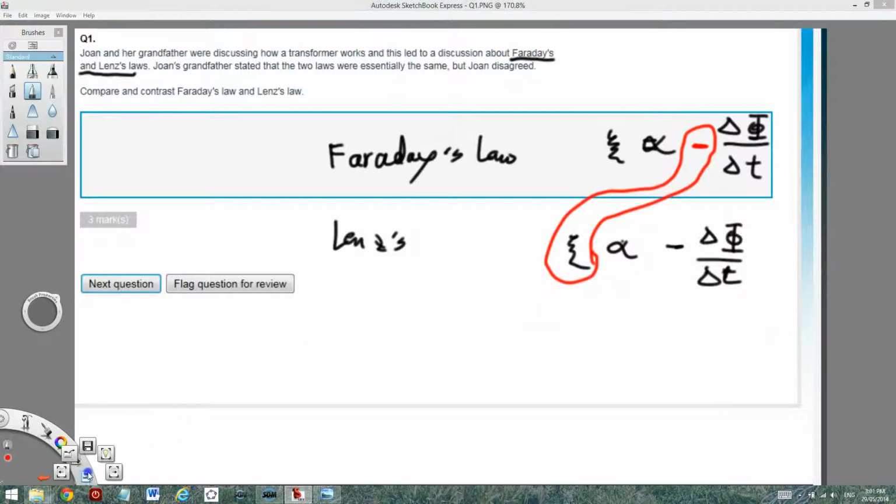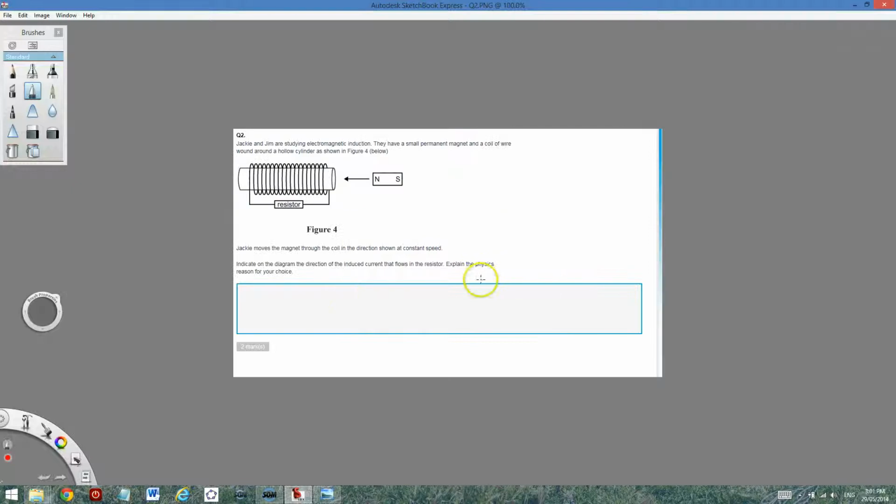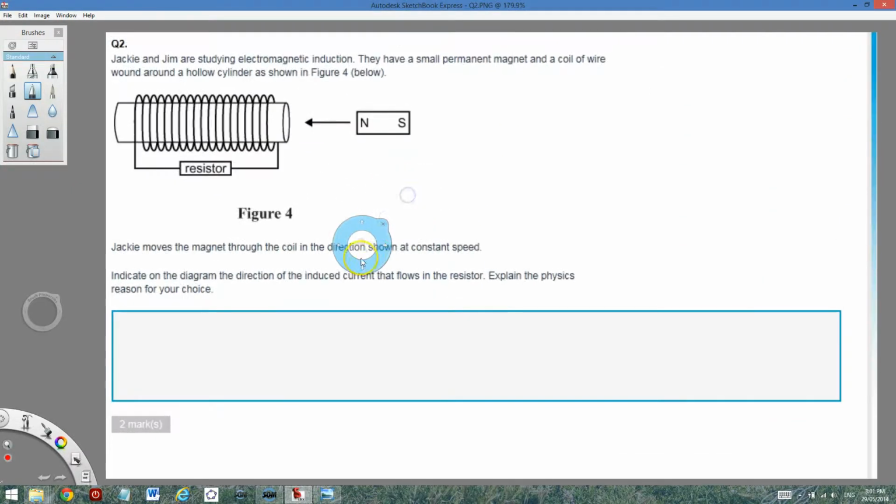Okay. Now let's go to the next question. In this question we have a solenoid. We need to indicate the direction of the current. Now we have a magnet and the magnet is moving towards this solenoid. Then we need to find the direction of the induced current.